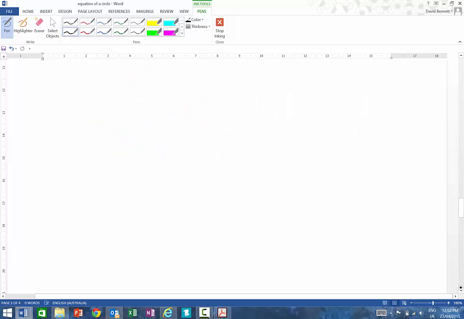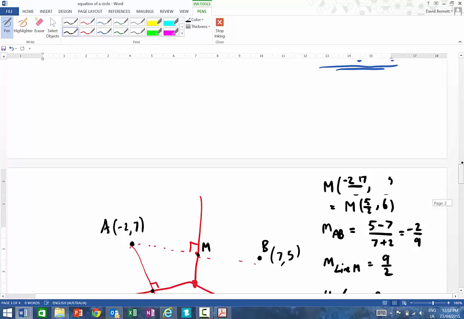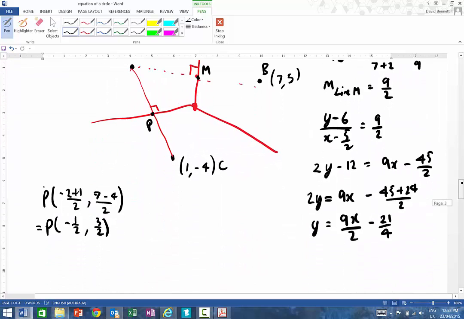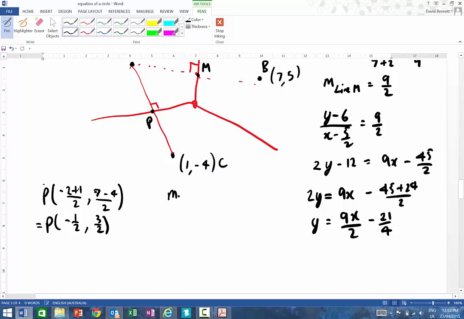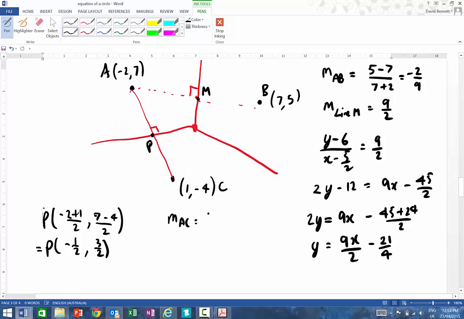Now the other thing I need to work out is the slope of that line. The slope of the line AC is going to be equal to the change in the y over the change in the x. So let's do 7 take negative 4, which is going to be plus 4, all over negative 2 take 1. So that's going to give me an answer of 11 on negative 3. So therefore the slope of the line P has to be perpendicular to that, so that's going to be 3 on 11. It's not going to be a very nice number, is it?